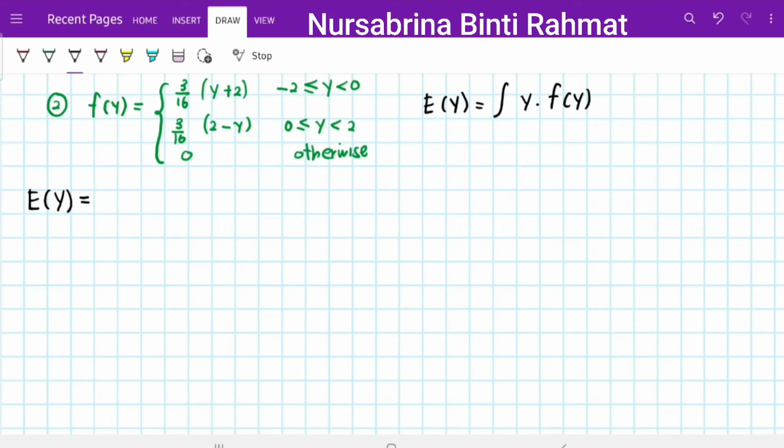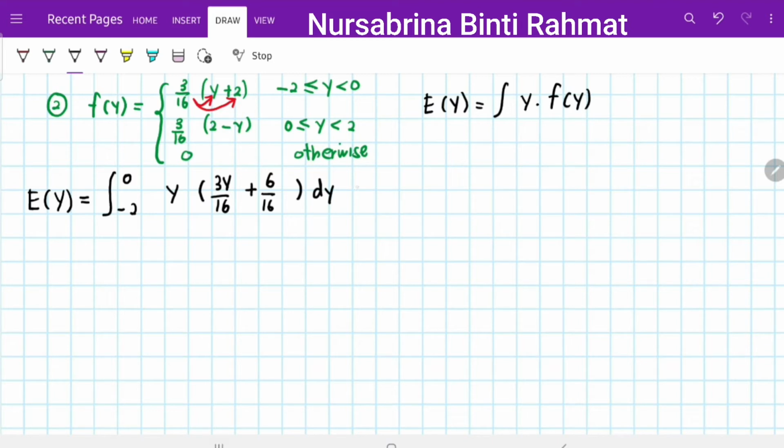Okay, so how do we solve this one? Integrate for the first class interval, which is between 0 and minus 2. Multiply y with the given function in the question. My suggestion, and what I always do, is to expand this first instead of separating them into different brackets. So if we expand that, I will have 3y over 16 plus 6 over 16 dy.